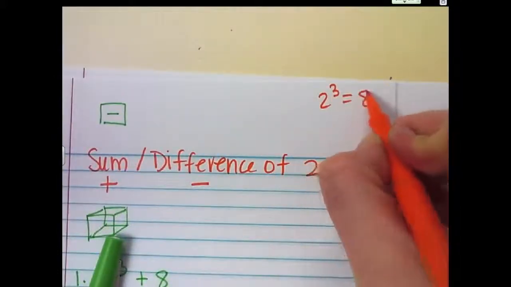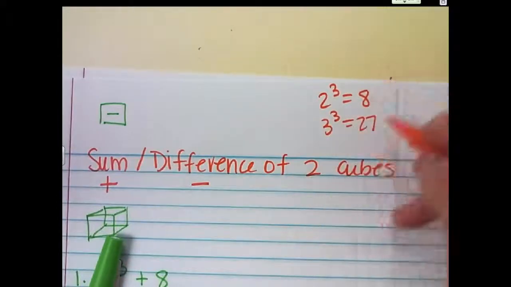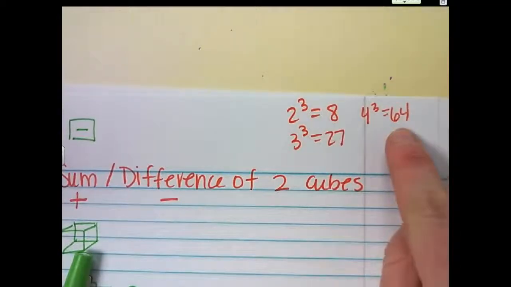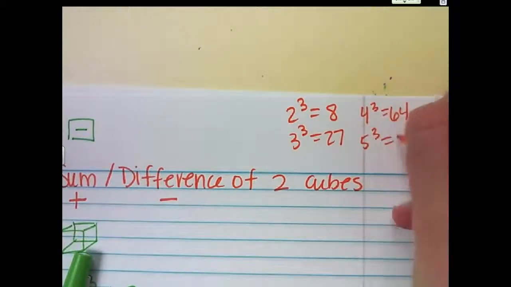2 to the 3rd is 8. 3 to the 3rd is 27. 4 to the 3rd is 64. And this one I see a lot of mistakes on because 64 is also a perfect square. So people will write 8. It's not 8 if you're doing cubes. And then 5 to the 3rd is 125.